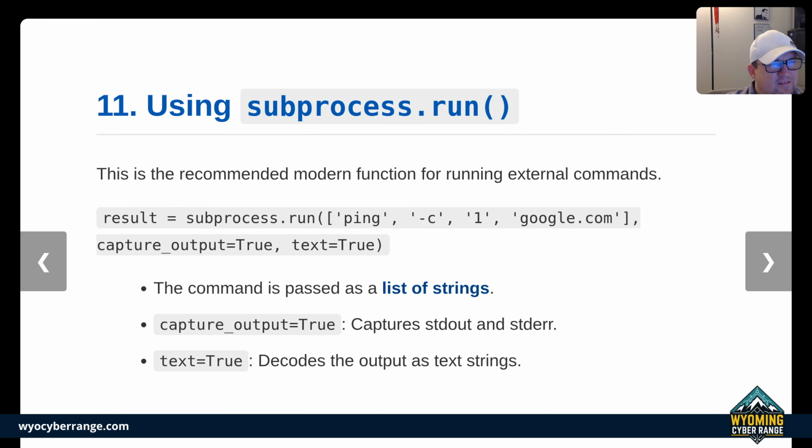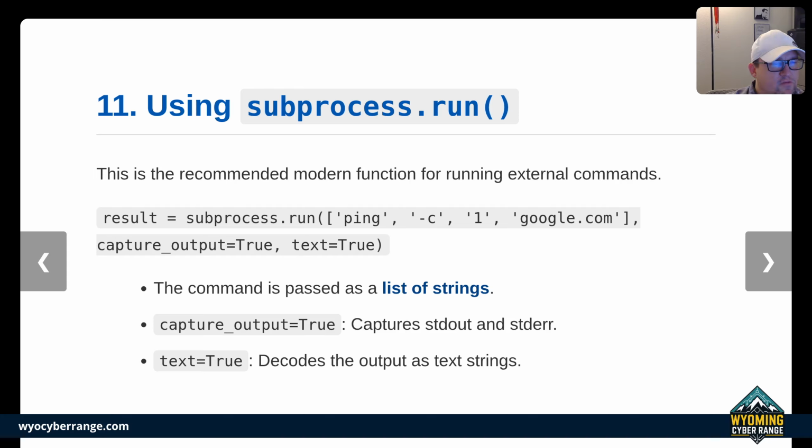So if we use that subprocess, there is another function called .run. And this is the recommended way of running these commands. You pass it the command along with a list of strings. The first item is the command, and the following items are its arguments.